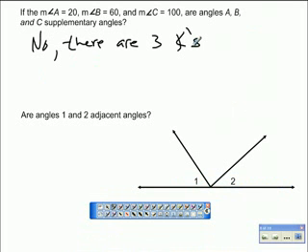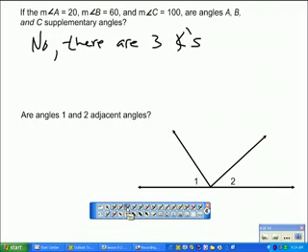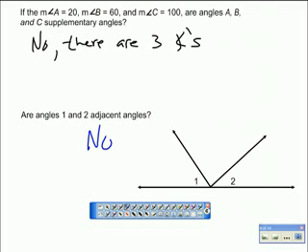Are angles 1 and 2 right here adjacent angles? Do they share a common ray? Yes or no? Are they next to each other? No, right, Brittany? No, they don't have a common ray. 2 would have to be here, or 1 would have to be here, in order for them to share a ray. But there's not. There's this space in between here. They are not adjacent to one another.